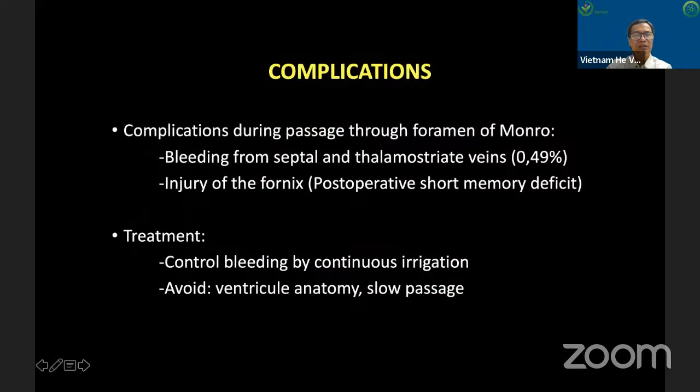And there is another complication during the passage through the foramen of Monro: bleeding from the septum on the third ventriculostomy event, or injury to the fornix. You can see in the video when they go in the wrong direction, we can see some lesion on the fornix. The treatment is to control the bleeding by irrigation. To avoid it, you need to learn the anatomy.